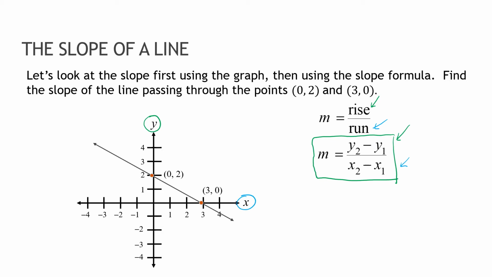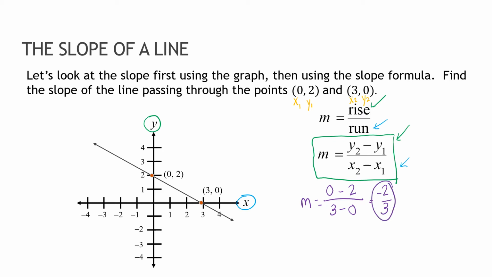Just as we did with the distance formula, it's totally okay for you to label that this is my first x, and this is my first y, and this is my second x, and this is my second y. And so I'm just going to use my slope formula and plug those numbers in. y2 is 0, y1 is 2, over x2 is 3, minus x1 is 0. And I get negative 2 over positive 3, and that's my slope, negative 2/3.